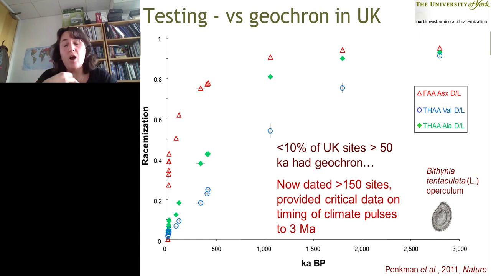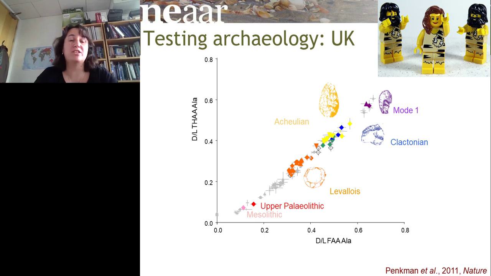So we've been dating a whole range of different sites, initially in the UK and now across Europe. We've now dated over 150 sites, and this has given us critical data on the timing of climate pulses back to 3 million years. We've also been able to shed a lot of light on some archaeological questions. If you go from the right-hand side of your graph downwards, you're going from the earliest times all the way to the present day. And we've been able to track the archaeological technology development with our racemization.